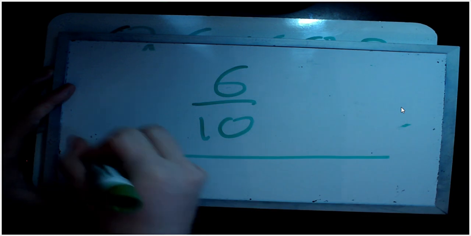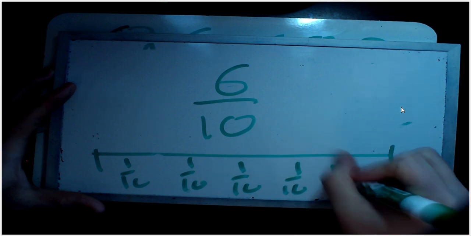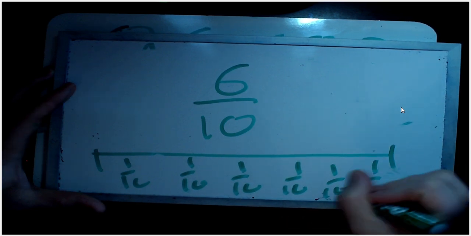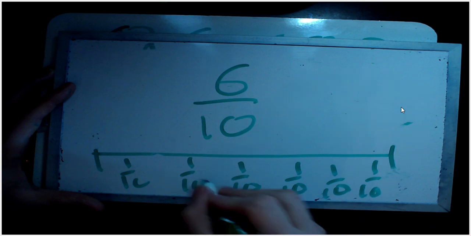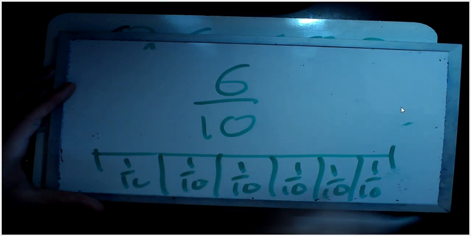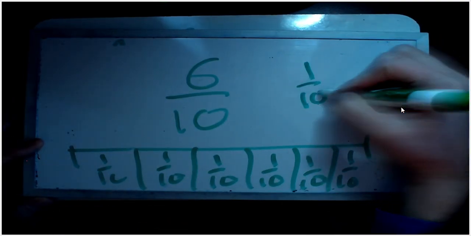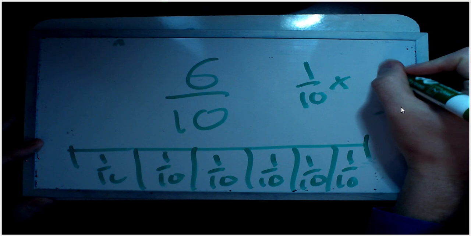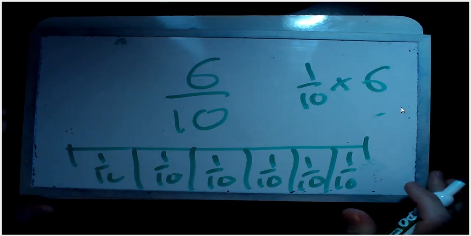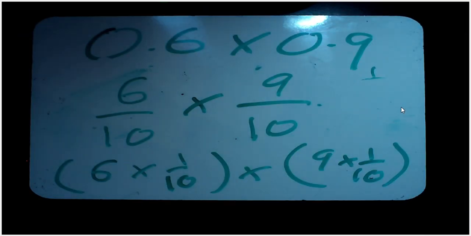6/10 is really 1/10 plus 1/10 plus 1/10 plus 1/10 plus 1/10 plus 1/10. There are 6 of those 1/10s, correct? 1, 2, 3, 4, 5, 6. So we could say that this is 1/10 added to itself 6 times, or 6 times 1/10, which is repeated addition. So that's where you get the 6 times 1/10 and the 9 times 1/10.